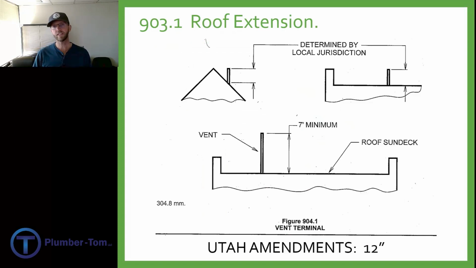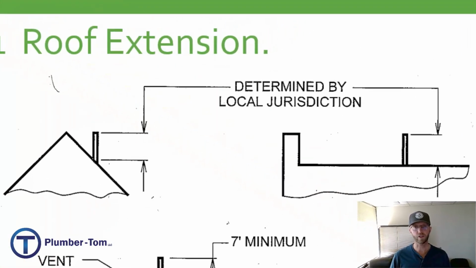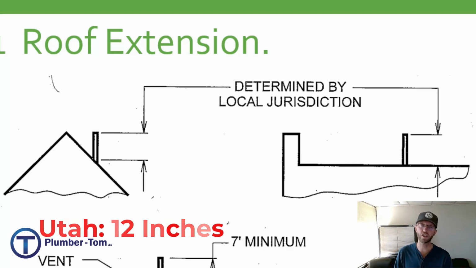And it says that this is to be determined by the local jurisdiction. So, the question of how far do you stub that vent up out the roof? People have different preferences and opinions. Different companies are going to do it to different lengths, but in reality, it is your local jurisdiction. And in Utah, the Utah Amendments has designated 12 inches is the amount that we bring a vent up through the roof, and you'd want to be conscious of that.